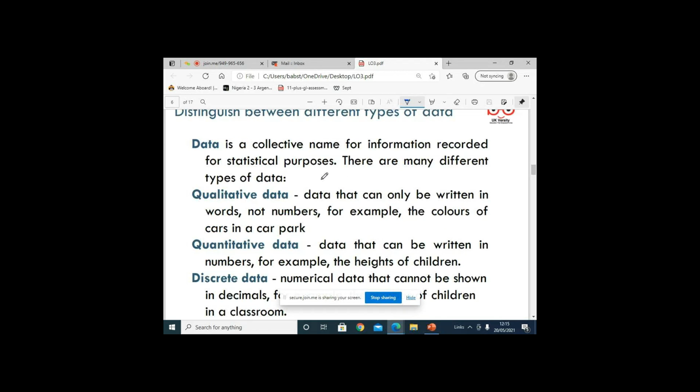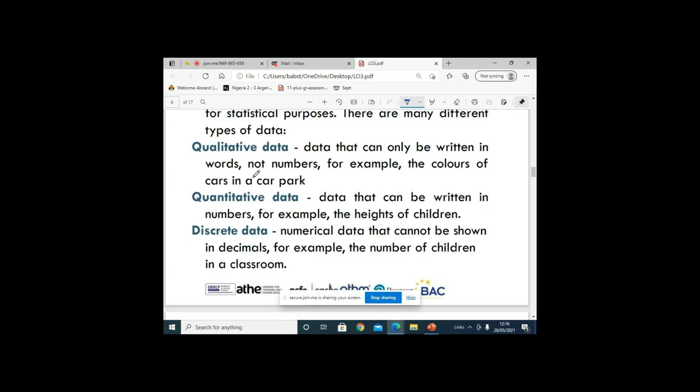Data is a collective name. Let me just define data for you. It's a collective name for information recorded for statistical purposes. Data is not just one item; it has to be different information you recorded for statistical analysis. There are many different types of data. This includes qualitative data: data that can only be written in words, not numbers. They are called qualitative data.